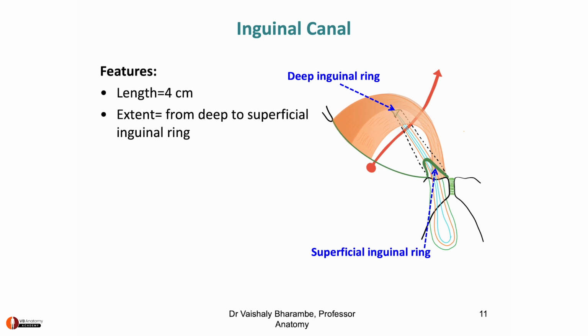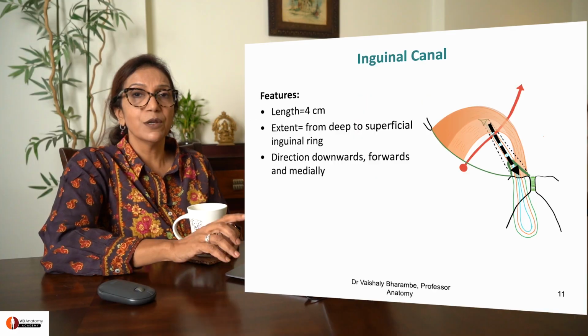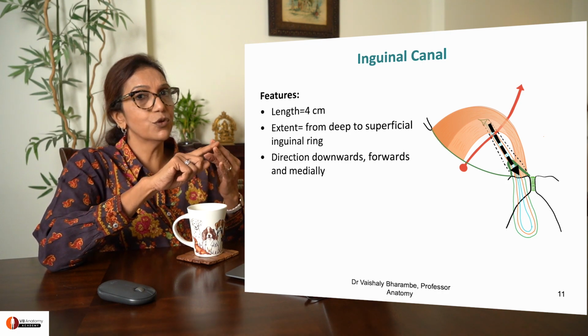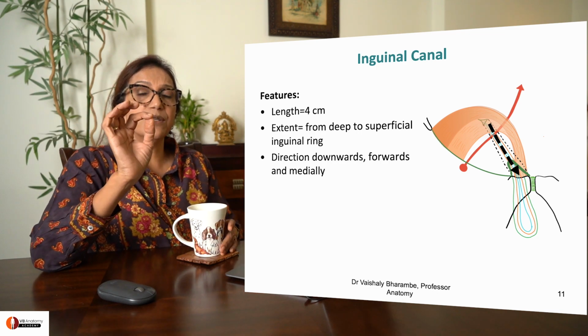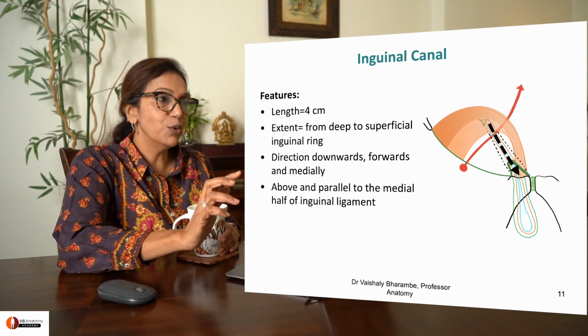Okay, so extending from the deep inguinal ring to the superficial inguinal ring is your inguinal canal, with the direction of the canal downwards, forwards and medially. So 4 centimeters in length, extending from deep ring to superficial ring. Direction of canal downwards, forwards, medially. Got it? Okay. So let's move forwards now.